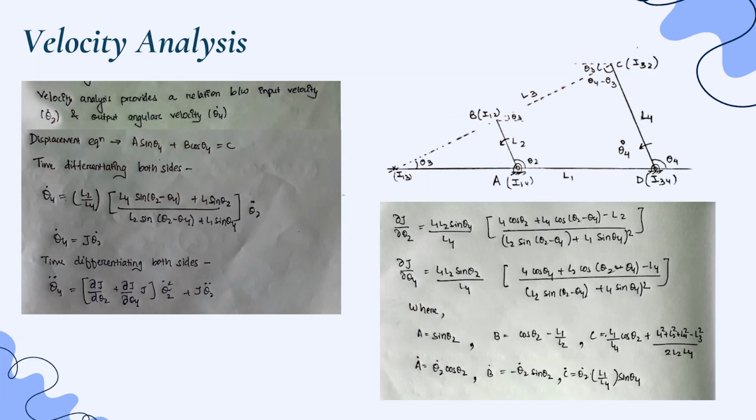Now going further, I'd like to explain the velocity analysis, which gives us the relation between input angular velocity and output angular velocity. Our displacement equation was A sin θ4 + B cos θ4 = C. Now if we differentiate both sides, we'll get the relationship between θ4 dot and θ2 dot with the help of the Jacobian J. If we further differentiate this equation, we'll get the angular acceleration. Now the values of ∂J/∂θ2 and ∂J/∂θ4 can be calculated as shown, where the values of A, B, C and A dot, B dot, C dot are as given.